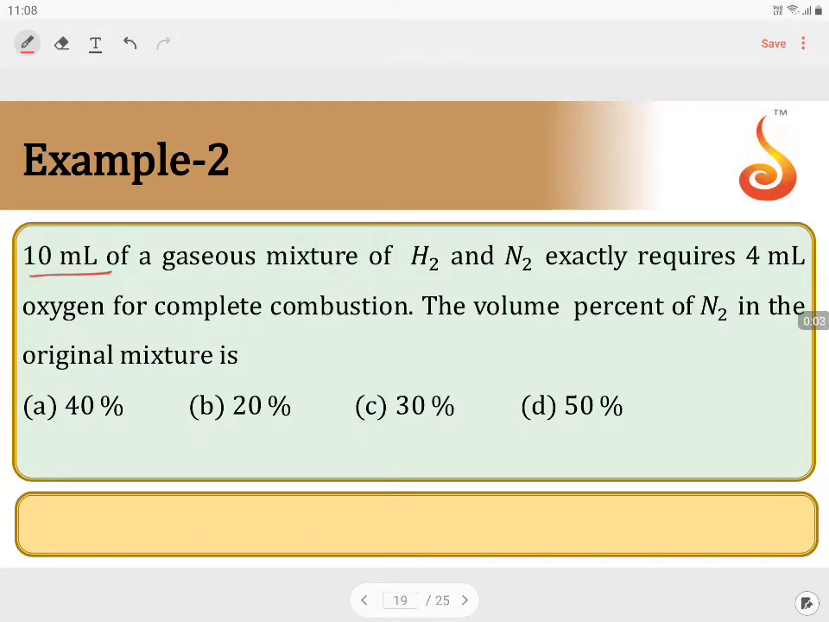10 ml of a gaseous mixture of hydrogen and nitrogen exactly requires 4 ml of oxygen for complete combustion. The volume percent of nitrogen in the original mixture is? We know that among hydrogen and nitrogen, the one which can go for combustion reactions is only hydrogen. Nitrogen does not undergo combustion reactions.